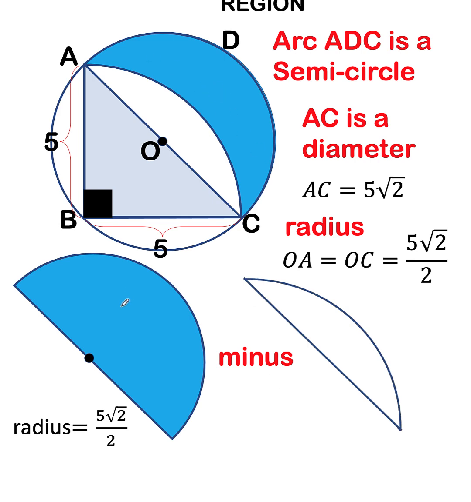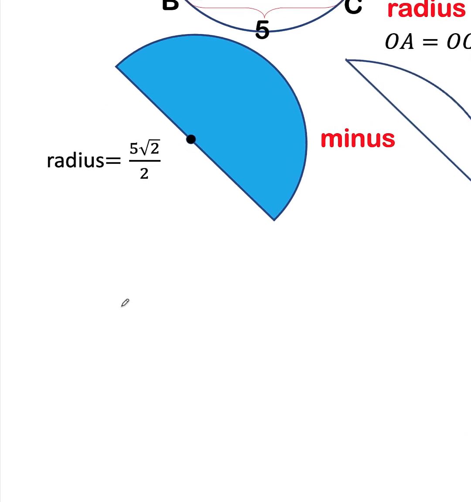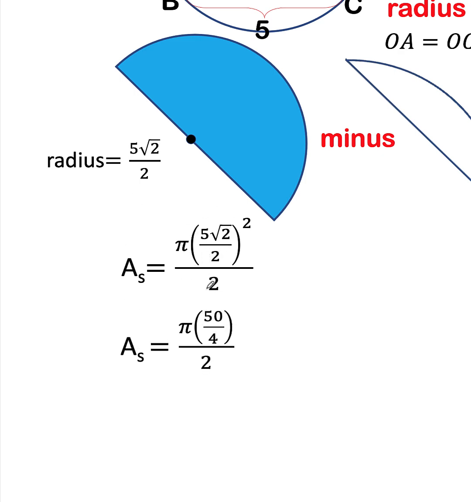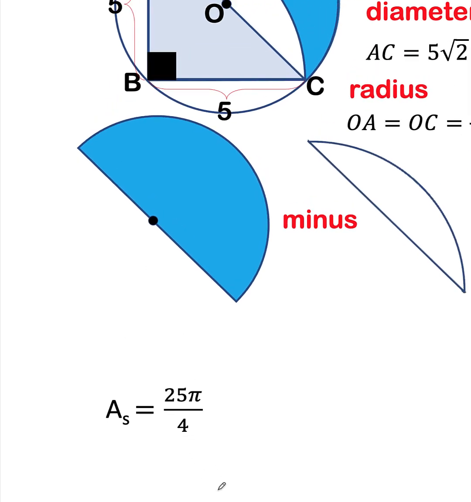So let's begin by finding the area of this semicircle with a radius of 5 square root of 2 over 2. The area of a circle is pi r squared, and if you divide it by 2, the result is the area of the semicircle. Let's simplify this. This becomes pi times the square of 5, which is 25, times the square of the square root of 2, which is 2, so 25 times 2 is 50. The square of 2, of course, is 4. Copy the denominator. This simplifies to 50 pi over 8, which is equal to 25 pi over 4 in lowest terms. Let's remember this result.